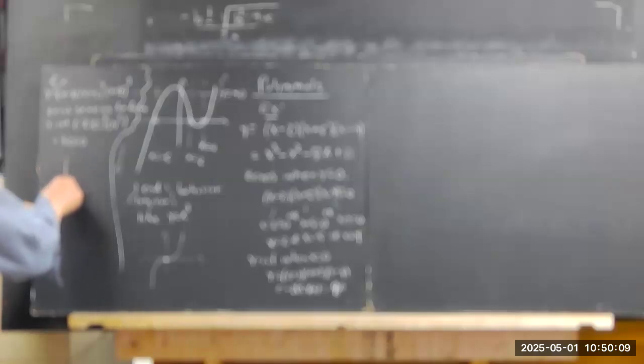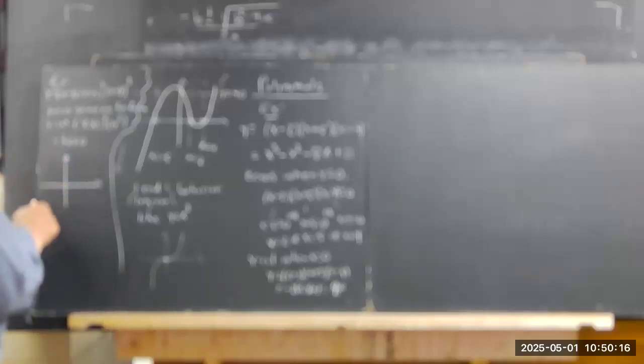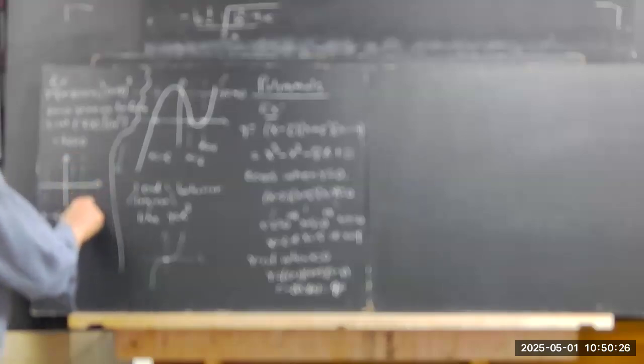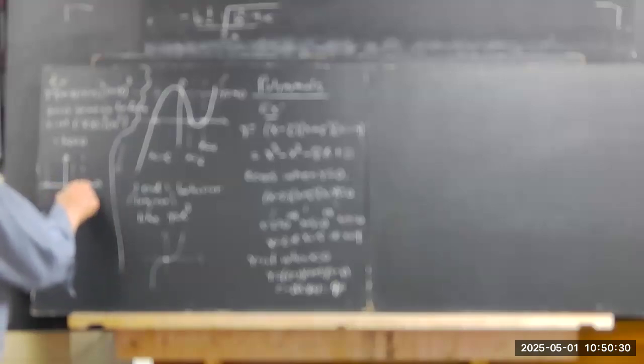So we get this. The line x equals -5, and the line x equals 2, and the line x equals 4. So we've got zeros here, here, and here. Still on screen. Okay, good.